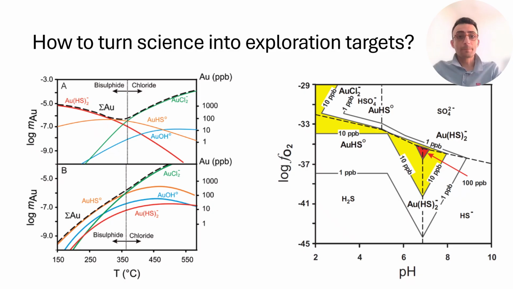So as I said, the idea is simple. If we understand which ligand carries gold and under which redox buffer the fluid sits, we can predict what processes will cause gold to drop out. That knowledge translates directly into field vectors.